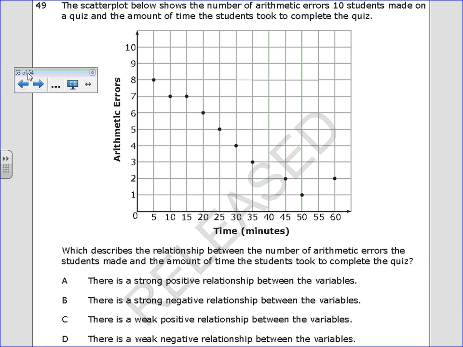Well, hopefully all of you already know that this is what? Negative. Anyone that says positive at all, those are definitely out. Okay? Are the dots close together? Yes, I almost ran through all of them right there. So this is definitely a strong negative. Okay? Strong means they're close together. That one is B.